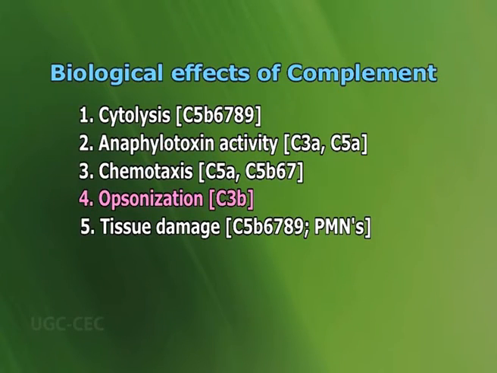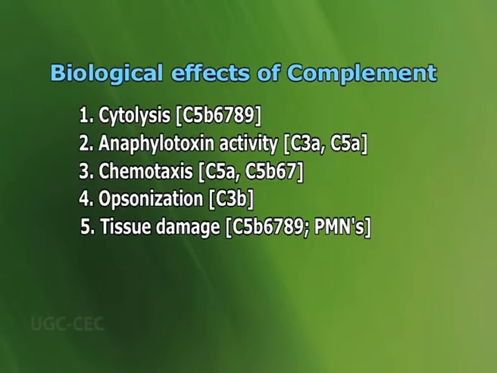Chemotaxis is attraction of polymorphonuclear neutrophils, denoted as PMNs, to a local site of inflammation. Whereas opsonization is facilitation of phagocytosis by macrophages or PMNs via cell surface receptors specific for complement components, called complement receptors or CRs. Let us now have a look at tissue damage. Both the lytic complex and the inflammatory PMNs can cause considerable damage to normal tissues, for instance in an Arthus reaction or in immune complex disease.